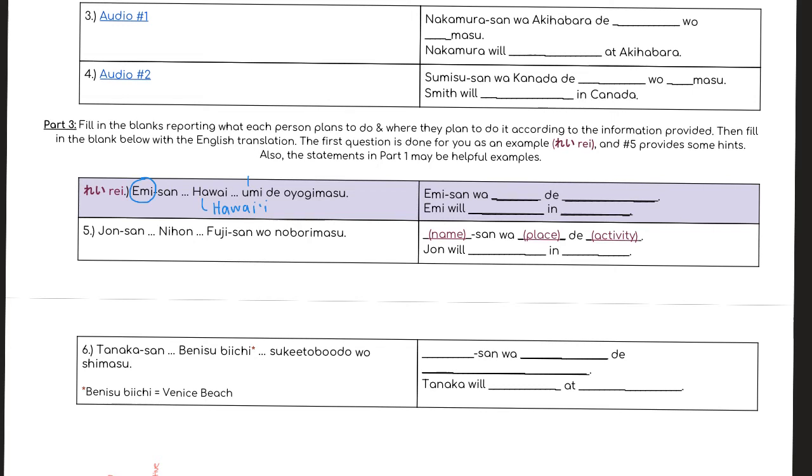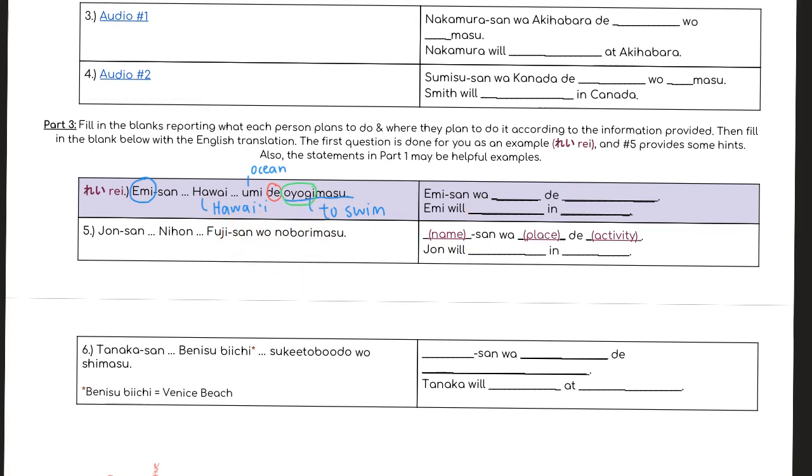And then Hawaii, this is simply Hawaii. So this is the place where Emi will be doing her activity. And then we have umi de oyogimasu. So umi is ocean. De, this is our location particle. So Emi's going to be doing something in the ocean. And then oyogimasu. Oyogimasu means to swim. So the verb stem of oyogimasu is oyogi. So don't need to think about that too hard. Just keep that in your mind. It'll come in handy in the future. Okay, so Emi-san is swimming in the ocean in Hawaii, or she plans to swim in the ocean in Hawaii.